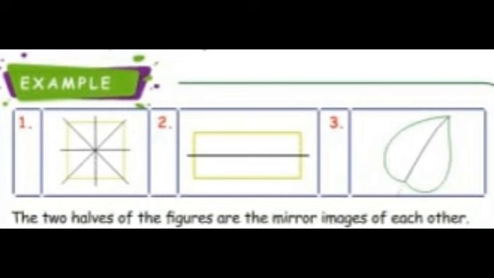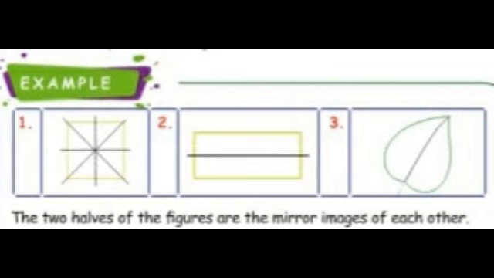If we hide one side of the image, the other side is the mirror image, isn't it, my dear students? So the two halves of the figures are mirror images of each other. Yes, my dear students. Shall we move to the next example?